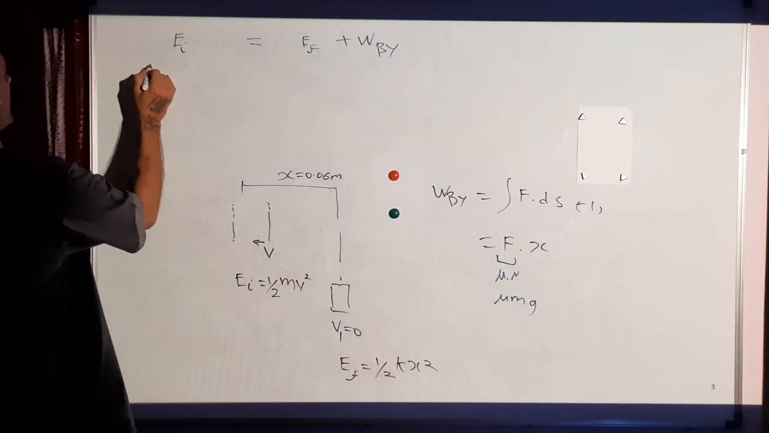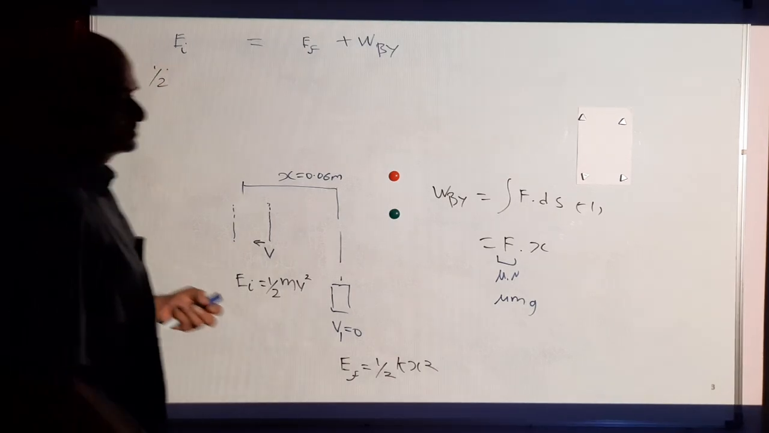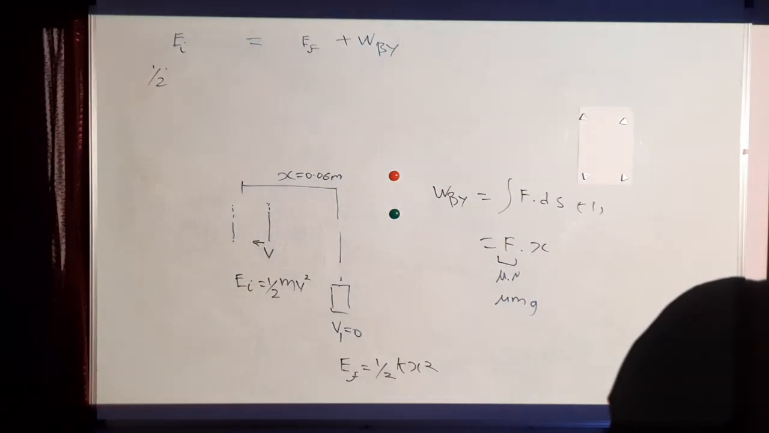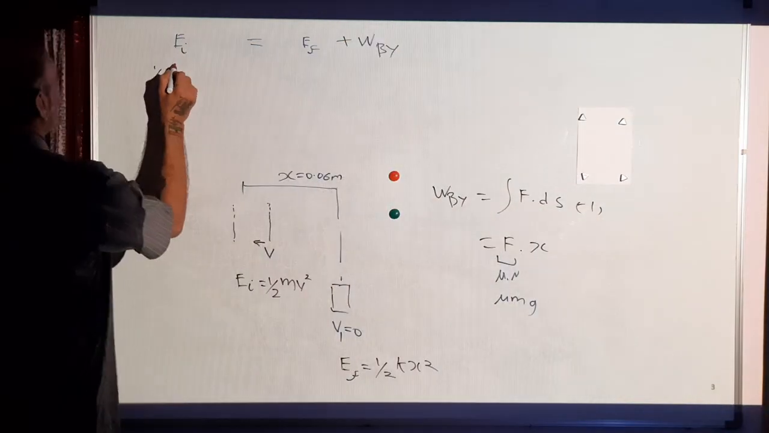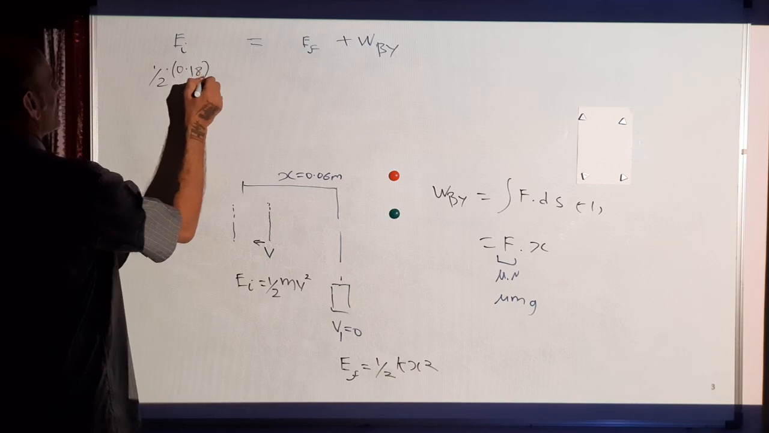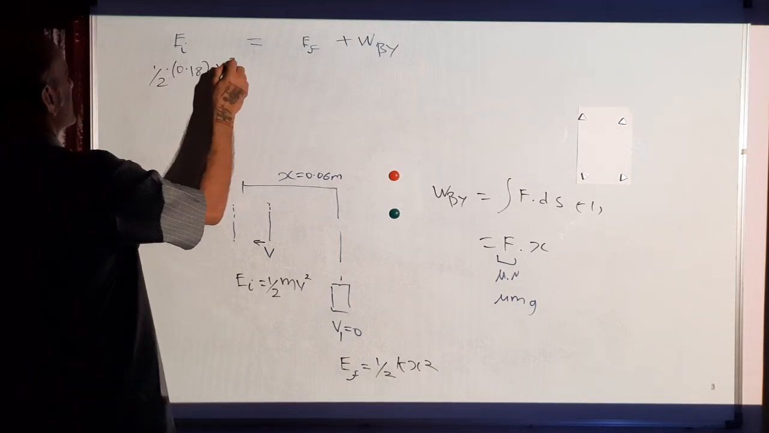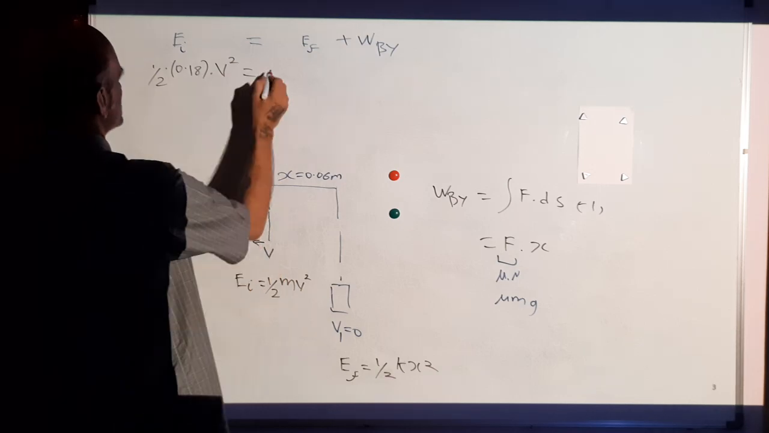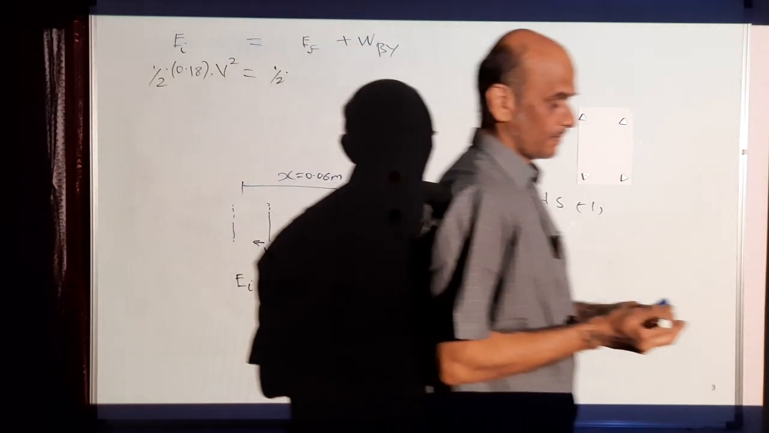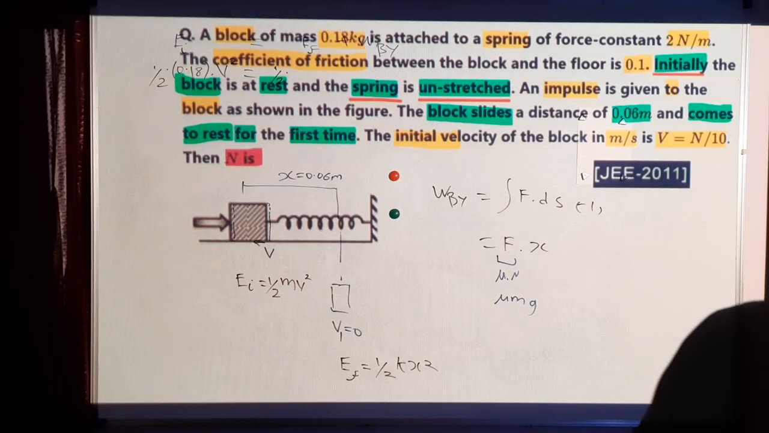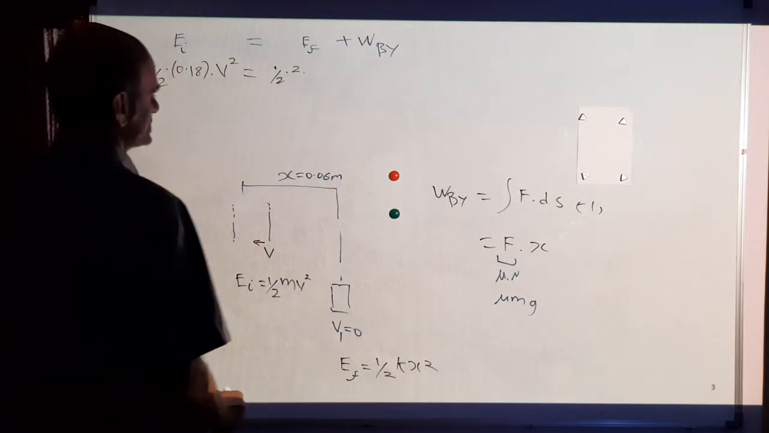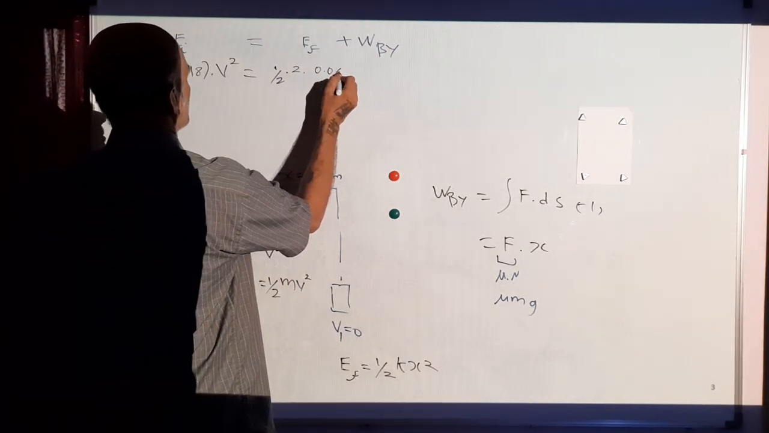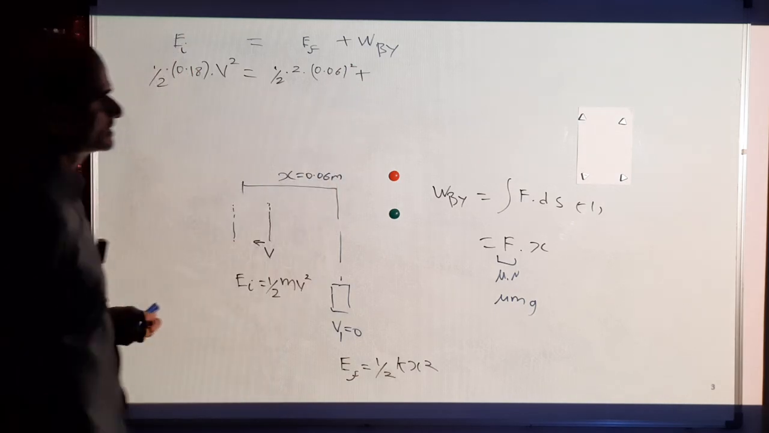Initial is half mv square. Mass is 0.18, v square, v is the thing we have to find out. Final energy is the energy stored in the spring. It's half k, spring constant k, which is 2 Newton per meter. x square is 0.06 square, plus the work done.